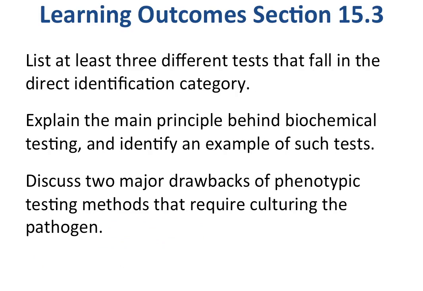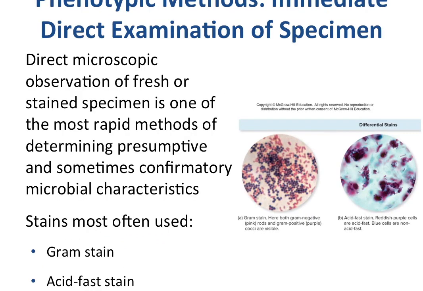Now let's study section 3, okay? Section 3 shows us the phenotypic method. So the most important phenotypic method is differential stain. Okay, we can use the differential stain to identify and classify the microorganism.